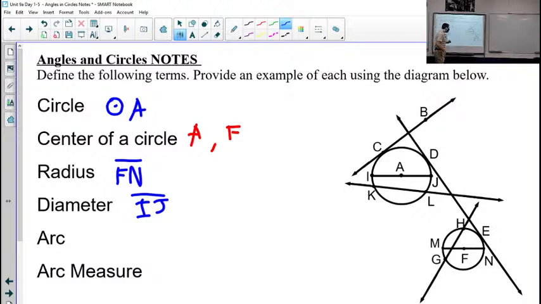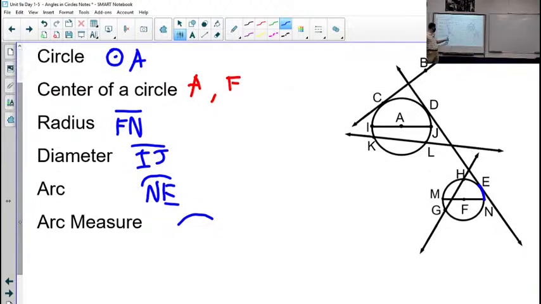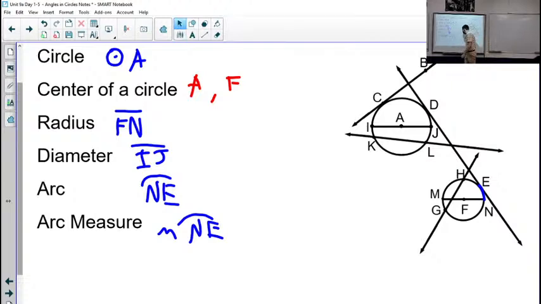An arc, let's see. N to E is an arc. Right? That would be this arc right here. It would be a minor arc. So we're drawing a little arc symbol, kind of like how we draw little segment or angle symbols or something like that. If we wanted the measure of arc NE, then we would put a little m before it, just like we do for angles. Notice I put segments above radius and diameter.